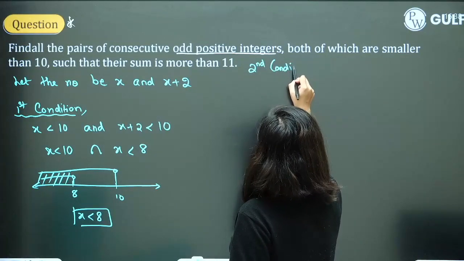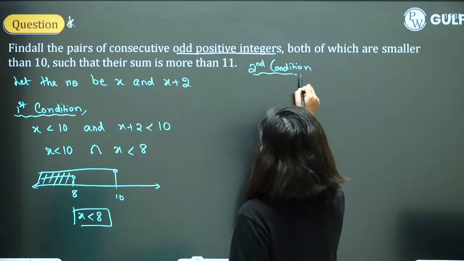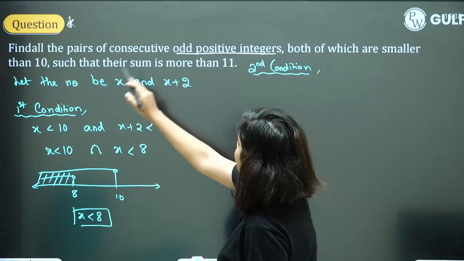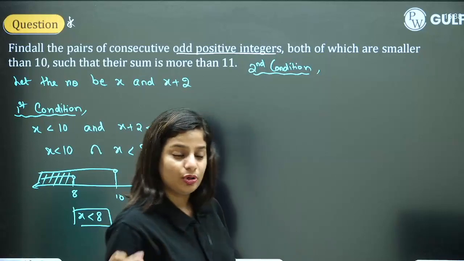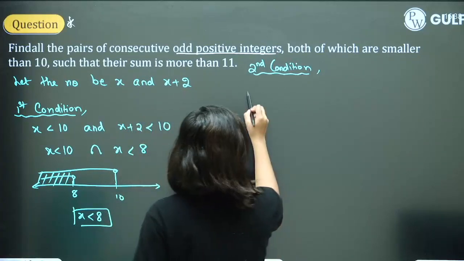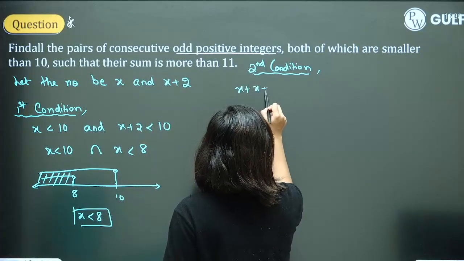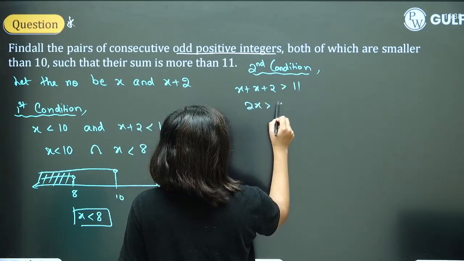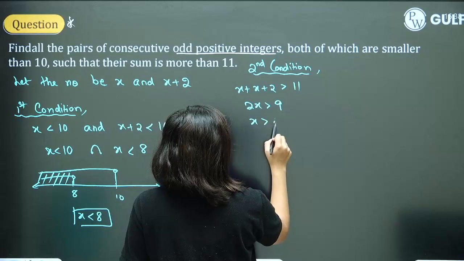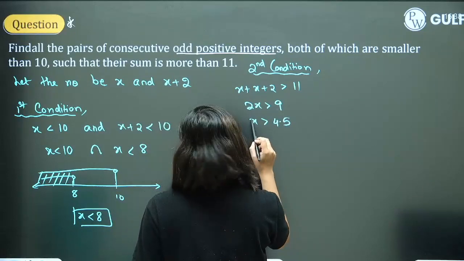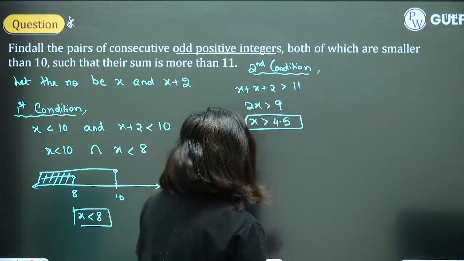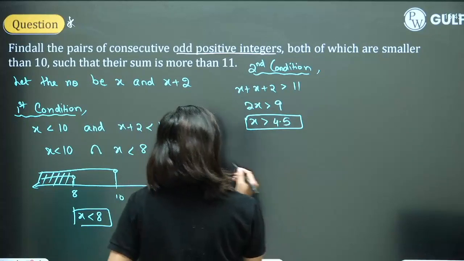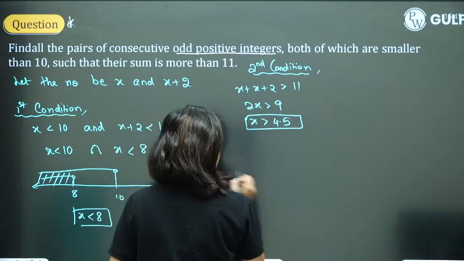Move on to the second condition. Both of which are smaller than 10, and the sum is more than 11. The sum should be greater than 11. Adding both the numbers should give you a number greater than 11. 2x greater than 9, x greater than 4.5. That's your second part. So we will draw the number line for them now. Let's draw the number line.